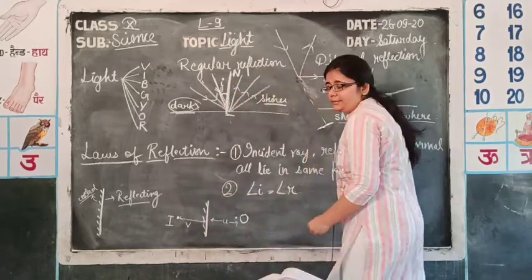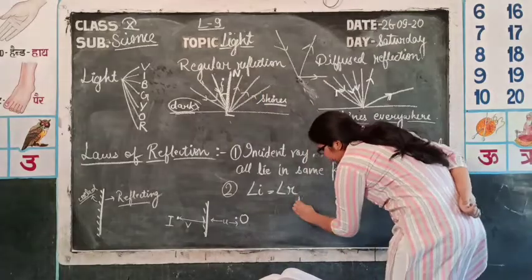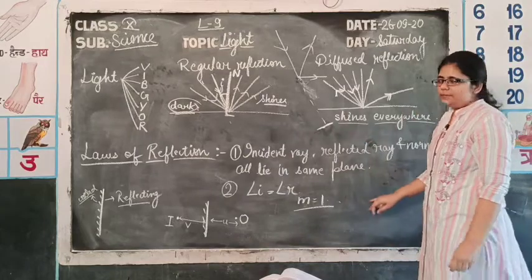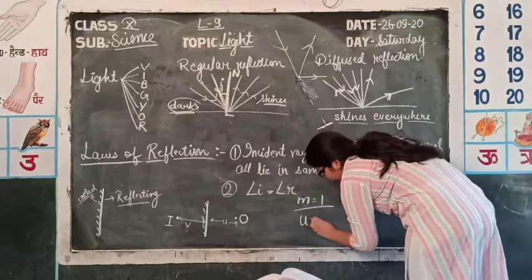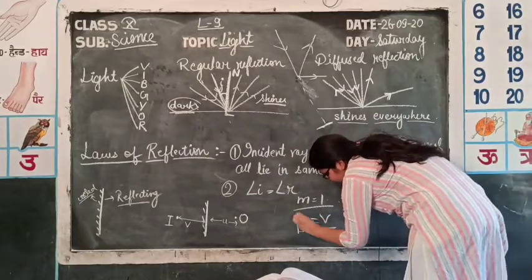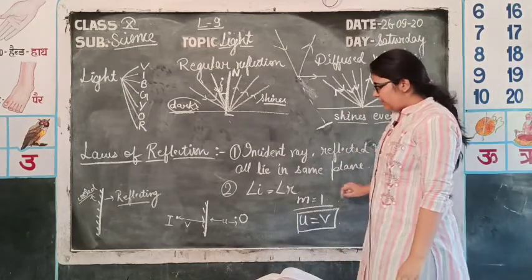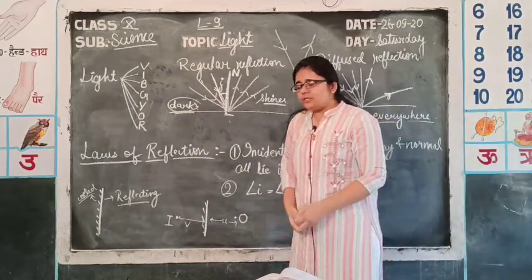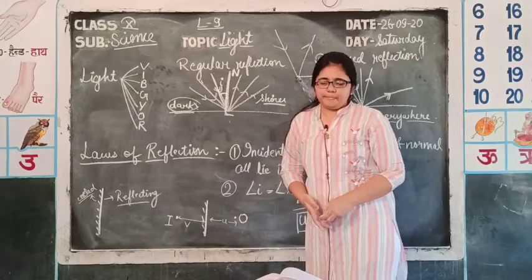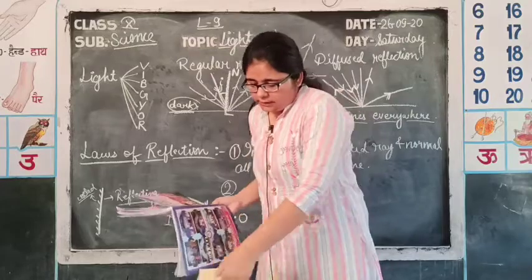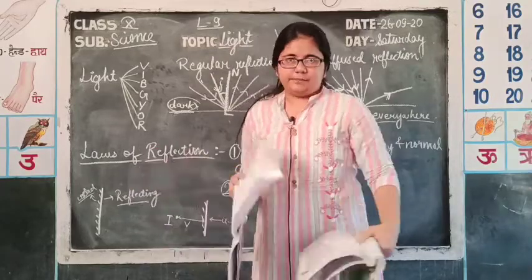For a plane mirror, in which magnification is 1, that is, the size of image and object is the same, u is equal to v. That is, the distance of the object from the plane mirror is equal to the distance of the image from the plane mirror. Now, we will prove the equality of these distances.